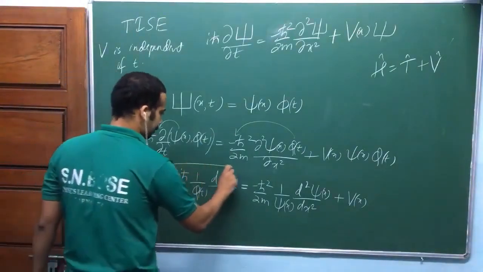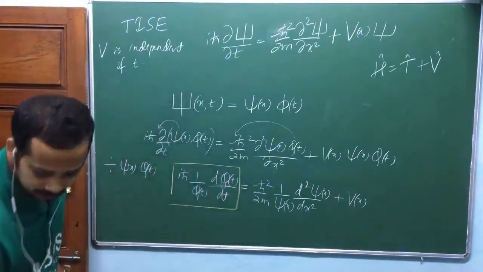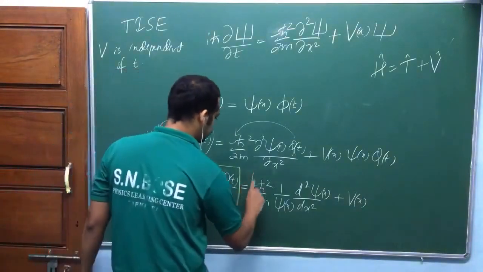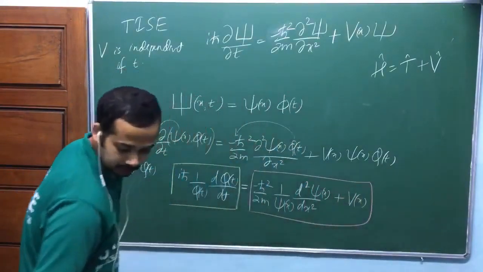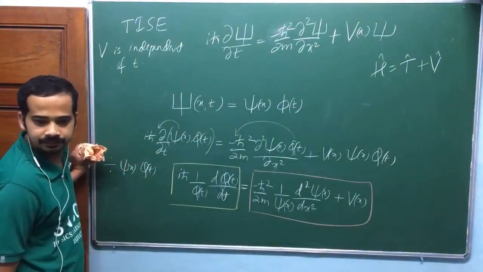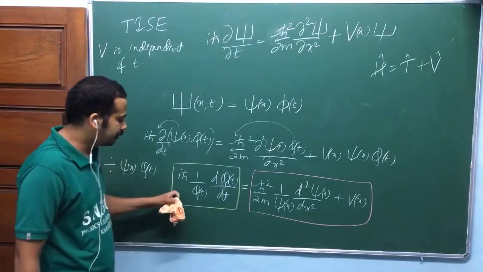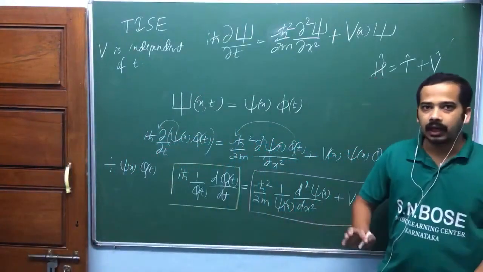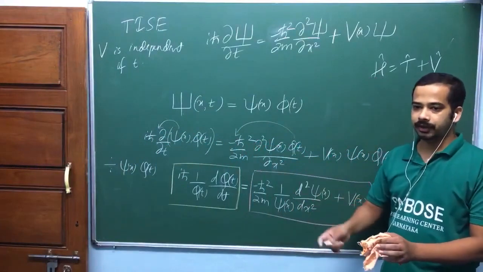This part depends on time alone, isn't it? This part depends on space alone, isn't it? Space means x. Is that okay? This part depends on time only. This part depends on x only. Now look at here. x and t are independent variables.